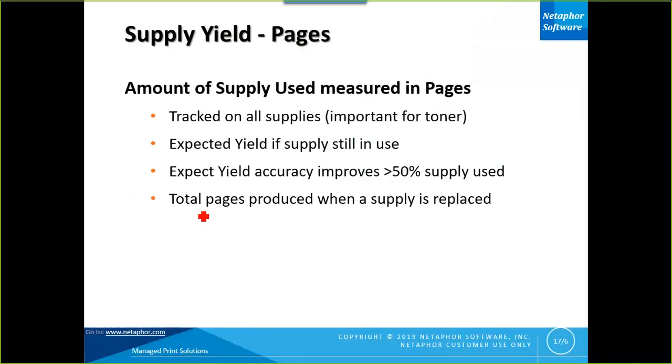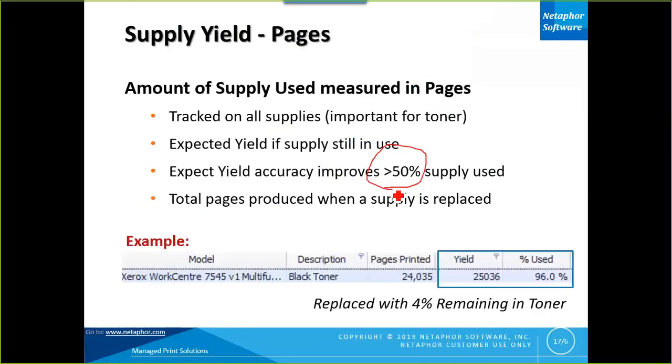Again, SiteAudit tracks all the pages. It looks at the consumption rate and over time makes a prediction. As I mentioned, it's useful if you look at that after about 50% has been used. 25% is pretty good; 50 is better. So you'll know exactly what kind of yield you'll get from a supply, and you can see that yield in the consumables view.